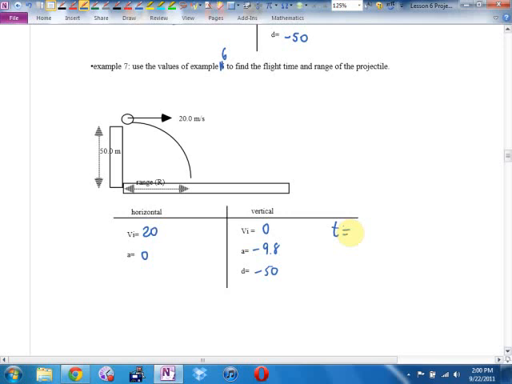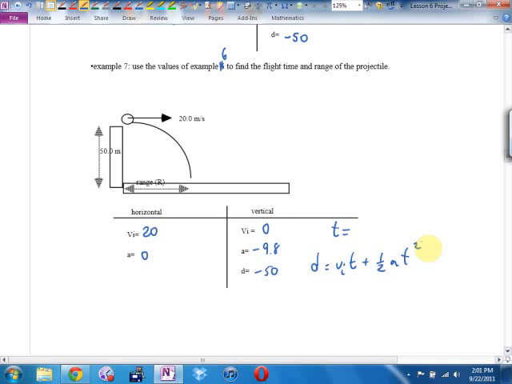Which one? VF equals VI plus AT? Nope, I don't know VF. VF squared equals VI squared plus 2AD? No, I don't know VF. Alex, which one? Yeah, the old favorite. D is equal to VIT plus 1/2 AT squared.